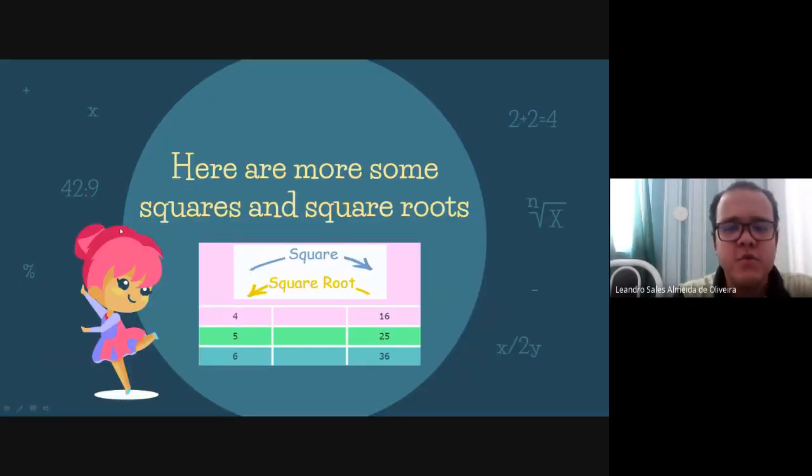Here are some more squares and square roots. Pay attention. 4 times 4, or 4 squared, is 16. So the square root of 16 is 4. 5 squared is 25. So the square root of 25 is 5. 6 squared is 36. Then the square root of 36 is 6.